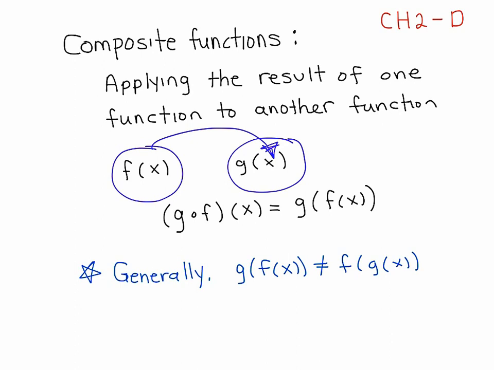The notation wise, sometimes we write it as a g dot f of x, which is the same thing as g of f of x. Generally, g of f of x is not the same as f of g of x.